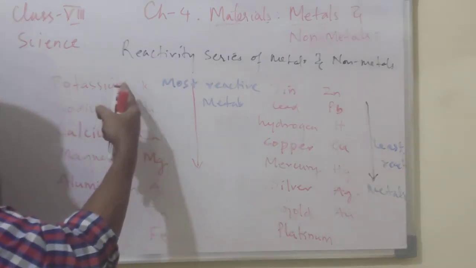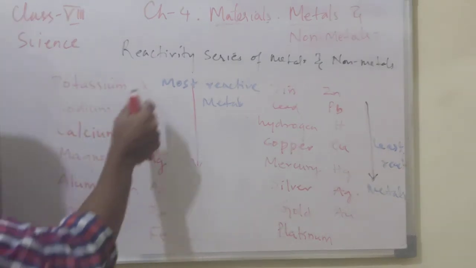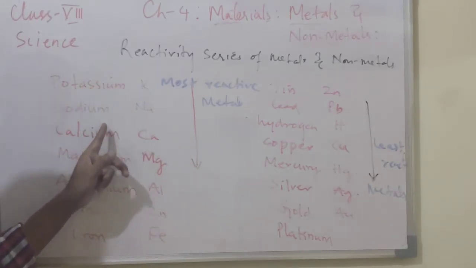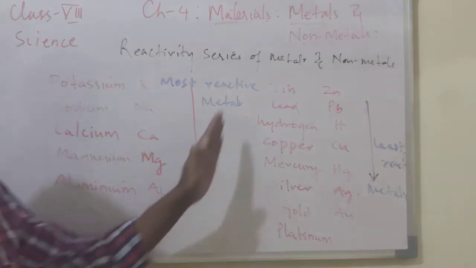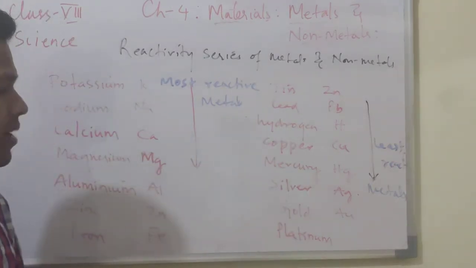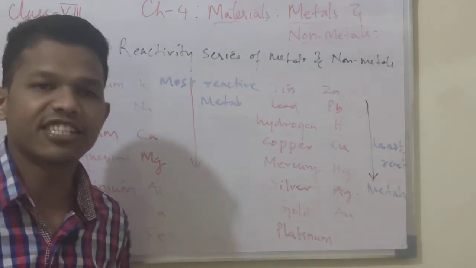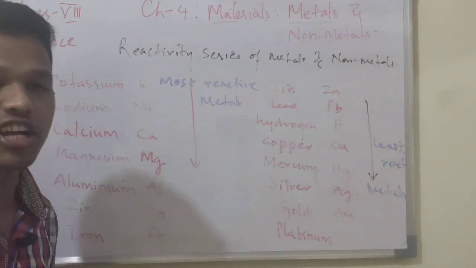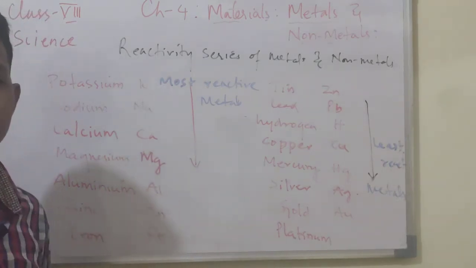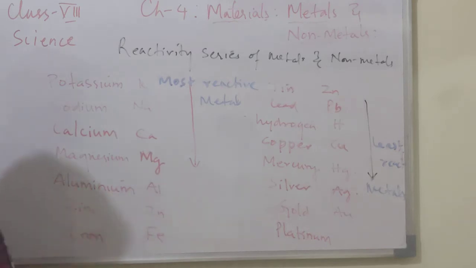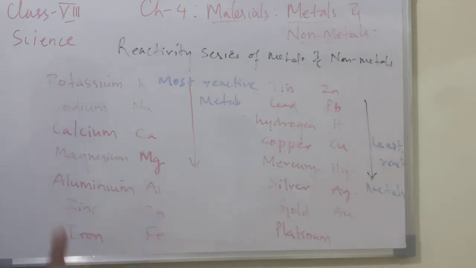Potassium is the most reactive metal, more reactive than sodium, then calcium, magnesium. This is the decreasing order of reactivity of metals and non-metals. Very low in reactivity are copper, mercury, silver, gold and platinum. They are very less reactive. They cannot easily react with water, acid or base. So based on this reactivity series, they will show their reactivities with oxygen, base, water or acid.